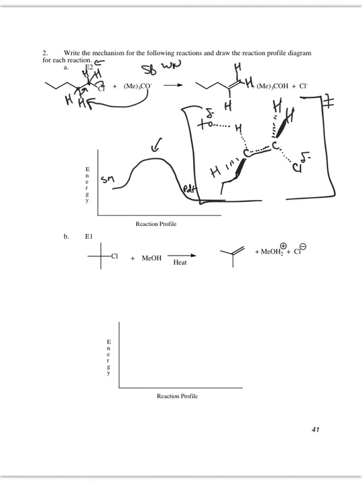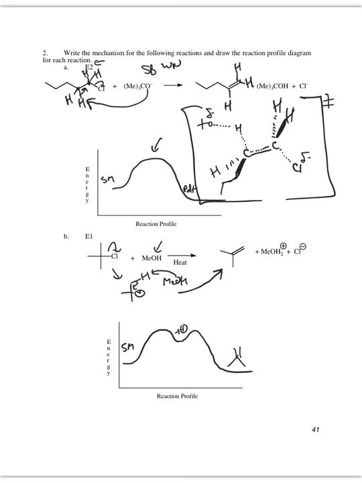Now in the E1 mechanism, we know we have to form the cation. So to form the cation, we need a solvent that helps to form the cation, a polar protic solvent, to stabilize it. And then once we form the cation, then our solvent, the methanol, can grab a hydrogen, forming the alkene, giving us our product. So in our reaction coordinate diagram, the first step is going to take a lot of energy. The second step won't take near as much energy. So we have our product down here, our alkene, our starting material here.